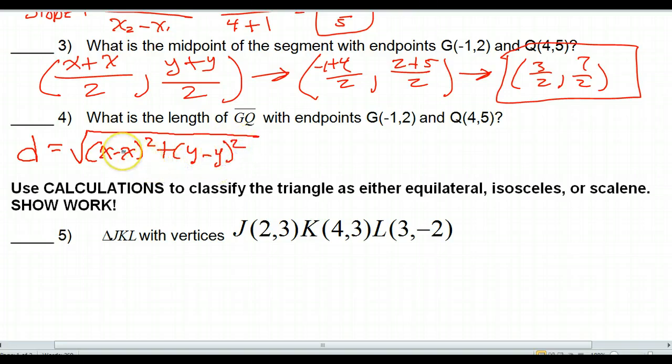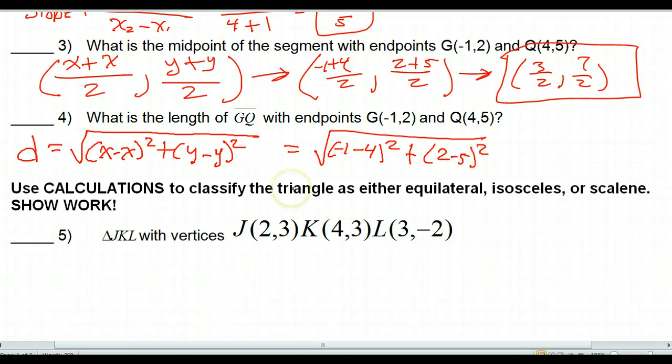Now I mentioned the Pythagorean theorem. These parentheses, it's like my a squared plus b squared. So that might help you remember that it's all squared in there. It's like a squared plus b squared, square root. So anyway, in this case, if I do that distance formula, it's going to be x minus x, so negative 1 minus 4 squared plus 2 minus 5 squared. It doesn't matter the order that you write those numbers in. You're going to get the exact same answer either way.